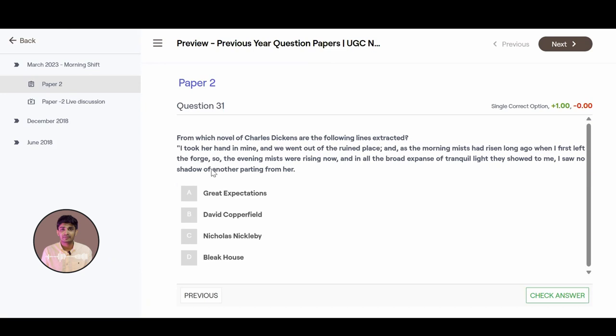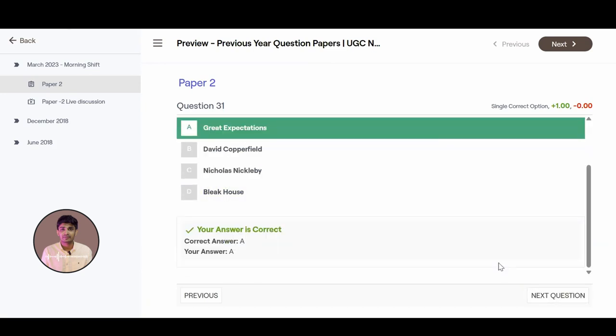Is it A? Mosin came up with A. Let's see if A is the right answer. This particular portion is taken from Great Expectations by Charles Dickens. The particular work explores themes related to ambition, social class, love, and personal growth. I can't stress how important Charles Dickens is as far as the NET exam is concerned, because every time you get one question or the other from Charles Dickens. Even if you spend a good amount of time dealing with Charles Dickens, it will be extremely beneficial. So take care of Charles Dickens.